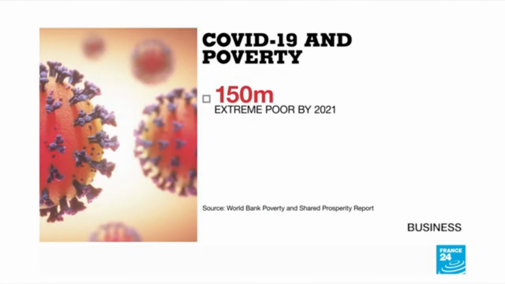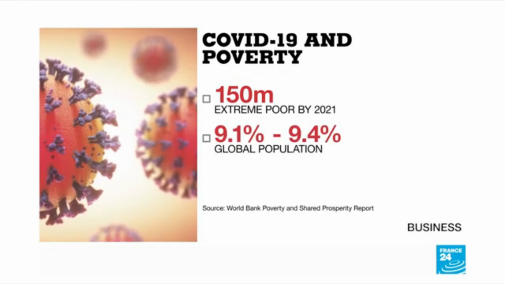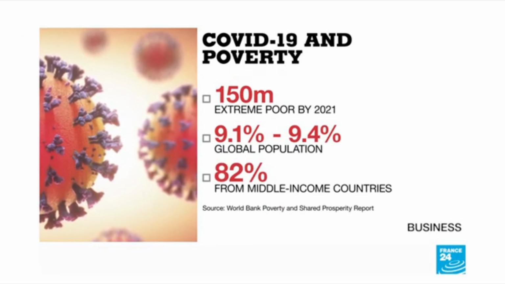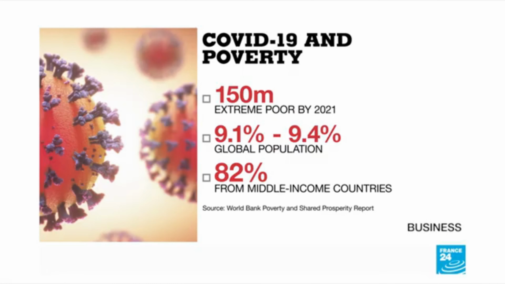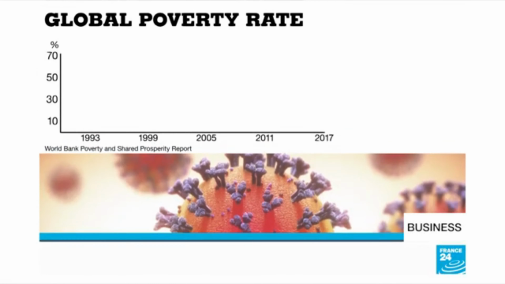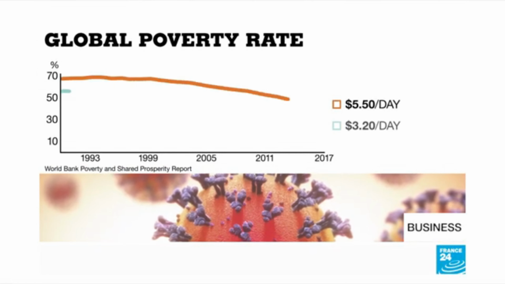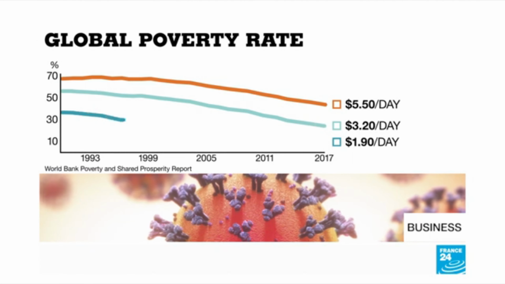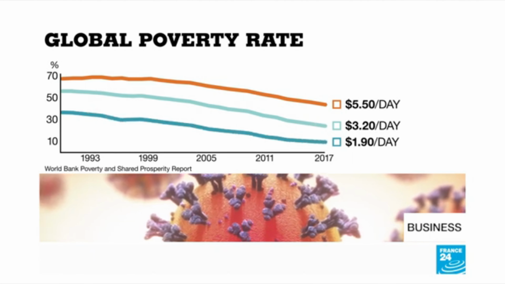A new report from the World Bank confirms previous estimates that around 100 million people will be pushed into poverty across the globe this year, and 150 million people in extreme poverty by the end of 2021. That's about 9% of the world's population. More than 8 in 10 of the newly poor live in middle-income countries. Now, extreme poverty is defined as surviving on less than $1.90 per day, but there are other measures too. Nearly a quarter of the world's population lives on less than $3.20, and more than 40% on $5.50.